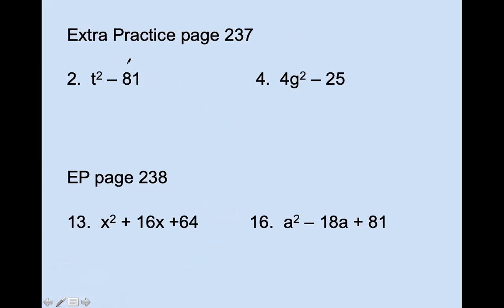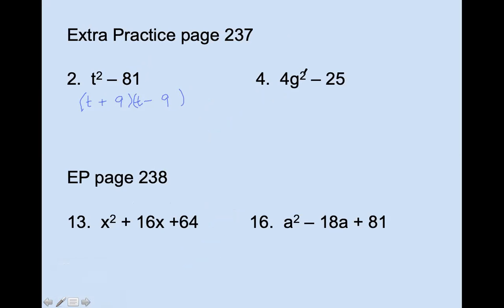All right, here's one of those where there's no middle term, which means the two factors differ by just their sign. So I'm going to have t and plus and minus. Go to this last term. What times itself is 81? 9 and 9. All right, 9t minus 9t is 0. 9 times negative 9 is negative 81.